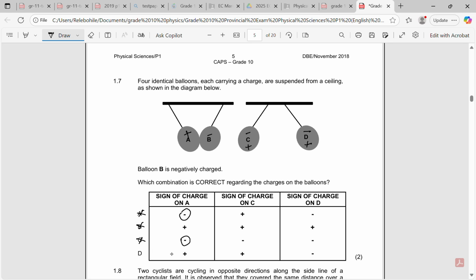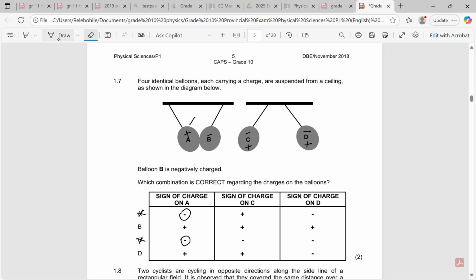And then D says sphere A is positively charged. Yes, that's correct. We can see that. Then here, remember, we said that we may have C and D being both positive or negative. But here, they are saying, okay, I don't know what's going on here. Oh, guys, I left out option B. I didn't look at option B properly.